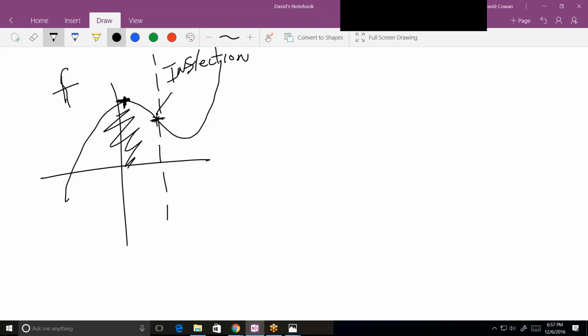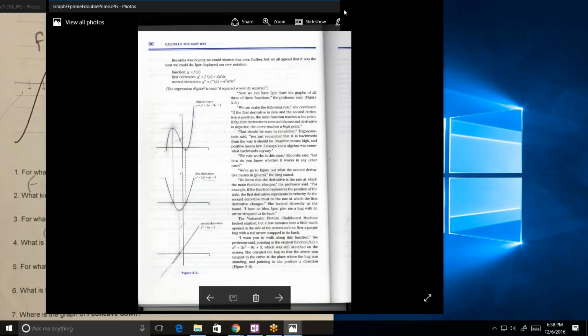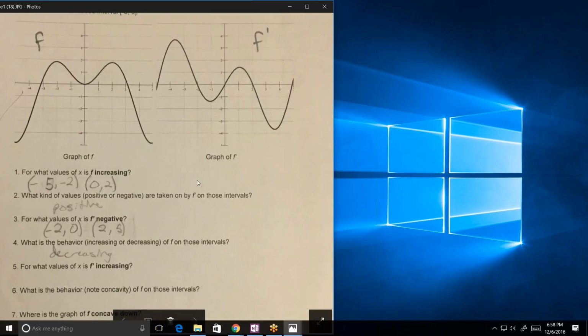When the original function is concave up, the second derivative is going to be positive. Positive goes with concave up. Now, the fact is that concave down goes with a maximum and concave up goes with a minimum. So if you want to know whether a point that you found with the first derivative is a maximum or a minimum, do the second derivative test. And then check to see whether that point is positive or negative, and you will find out whether you're dealing with a minimum or a maximum. Now let's get back to your questions.